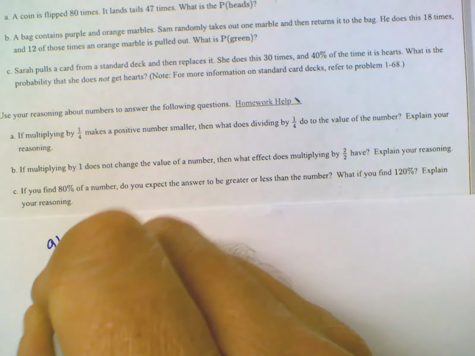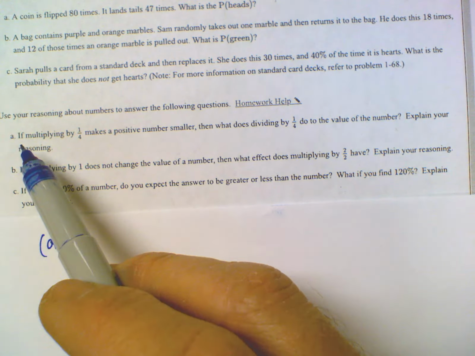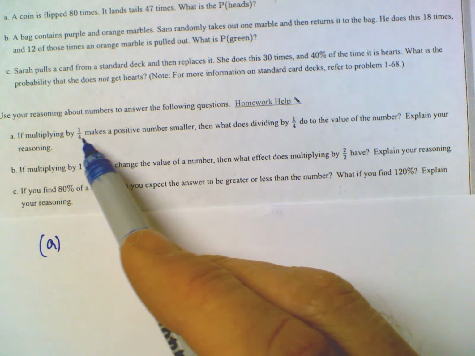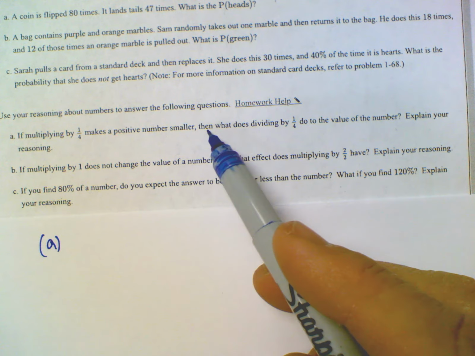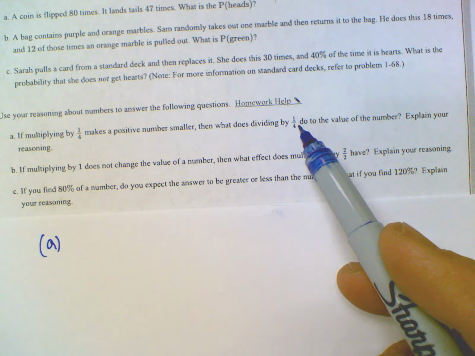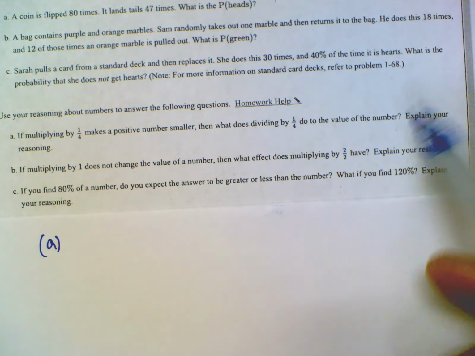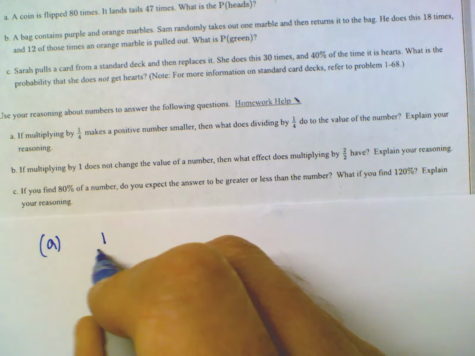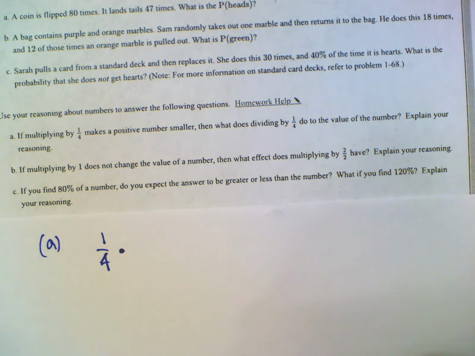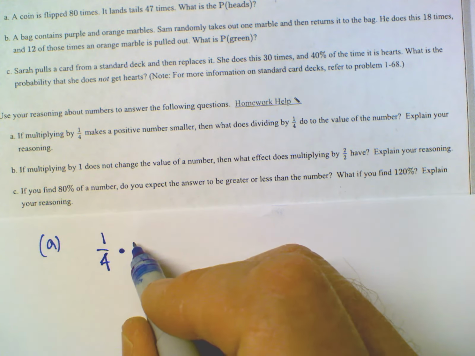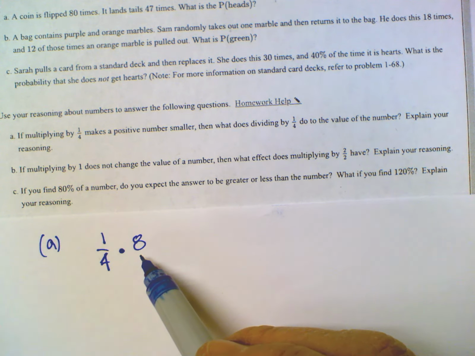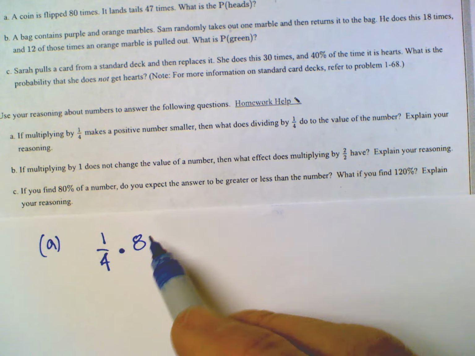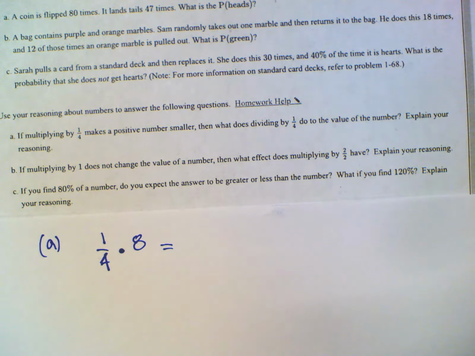So the first statement, we'll do this one here so I can write it and show it, but we'll read it from the text. If multiplying by 1/4 makes a positive number smaller, then what does dividing by 1/4 do to the value of the number? Explain your reasoning. Well, let's experiment. So if I take 1/4 and I multiply it by 8, multiplying by a fraction times a positive number makes the number smaller. Do we agree? Well, let's double check, right?